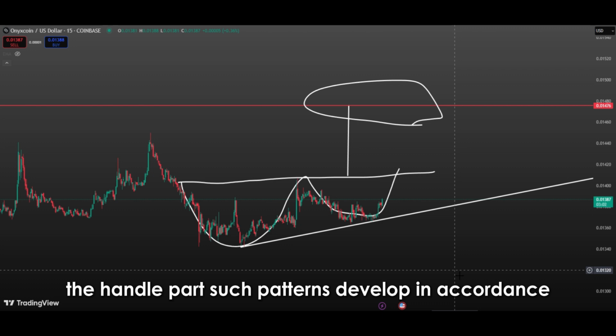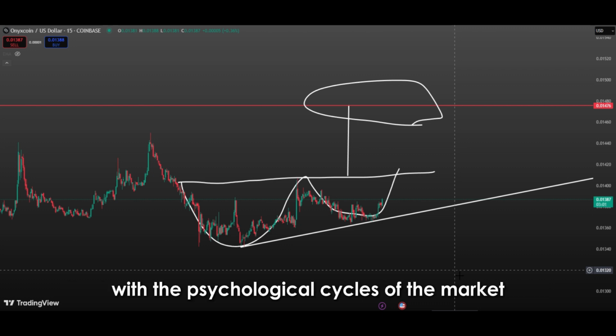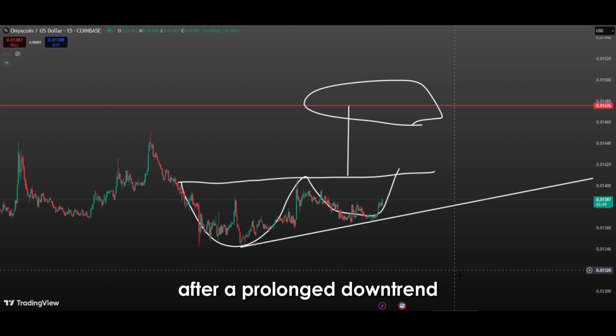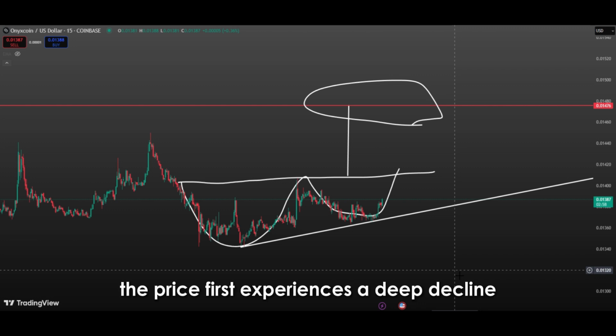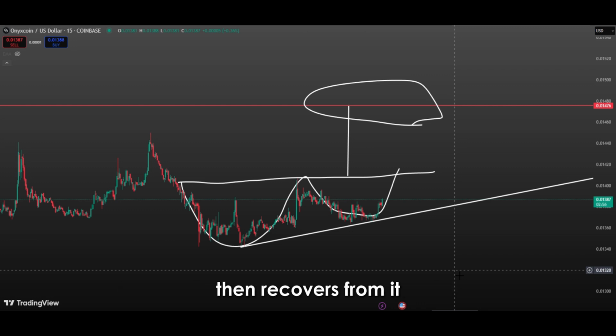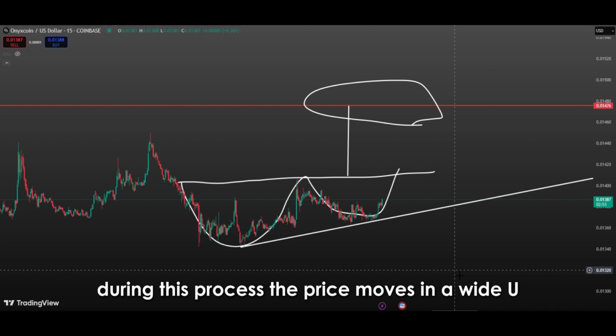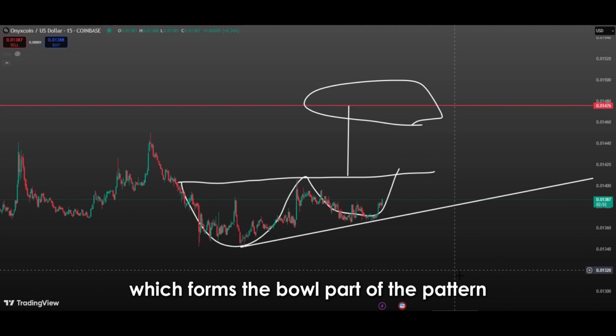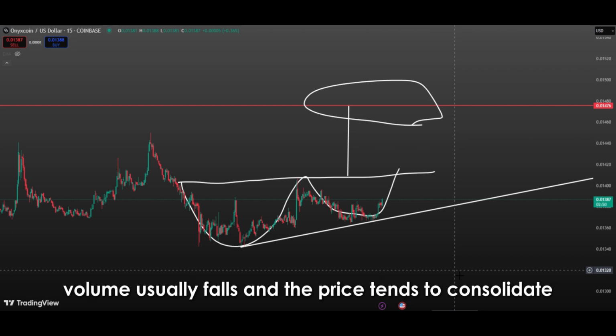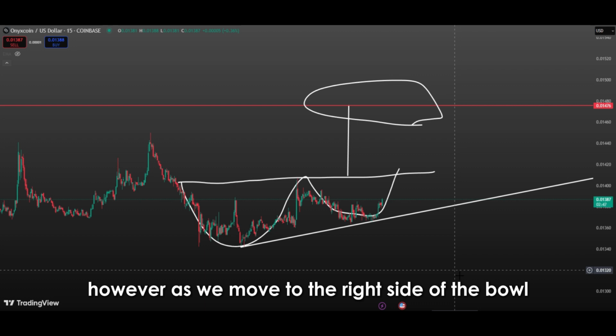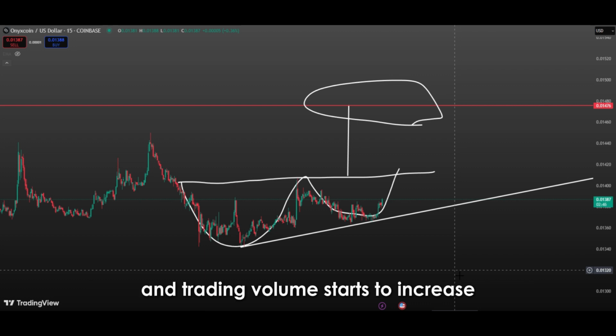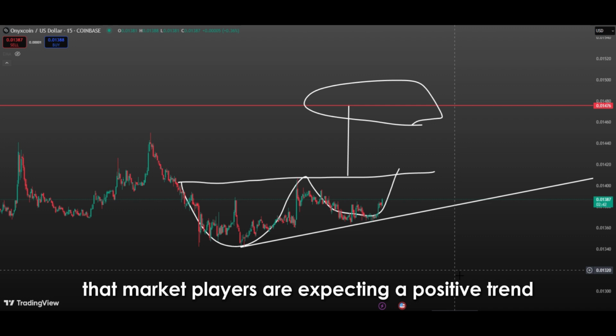Such patterns develop in accordance with the psychological cycles of the market. The cup part usually represents a rebound after a prolonged downtrend. The price first experiences a deep decline, then recovers from it, and gradually climbs back to its previous levels. During this process, the price moves in a wide U, which forms the cup part of the pattern. In this part, volume usually falls and the price tends to consolidate. However, as we move to the right side of the cup, buyers become active again and trading volume starts to increase. This is a sign that market players are expecting a positive trend again.